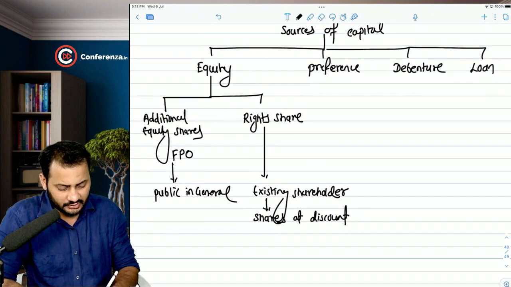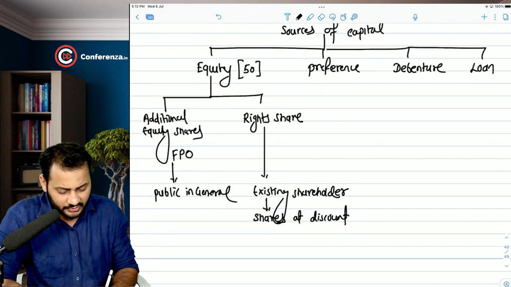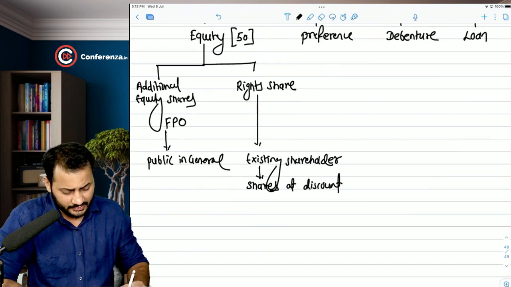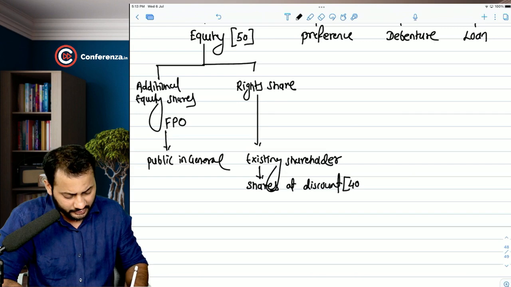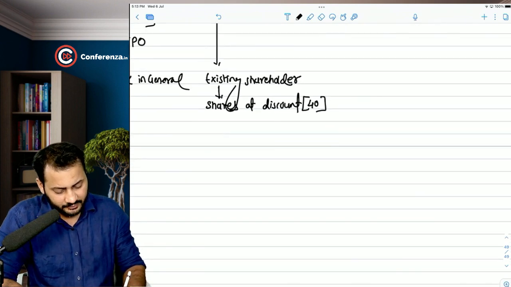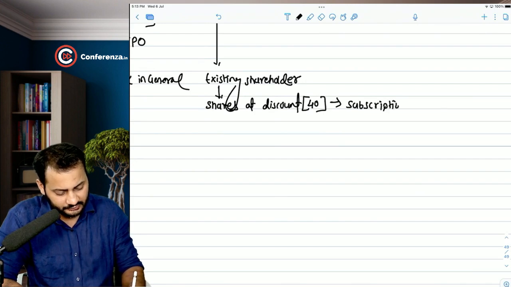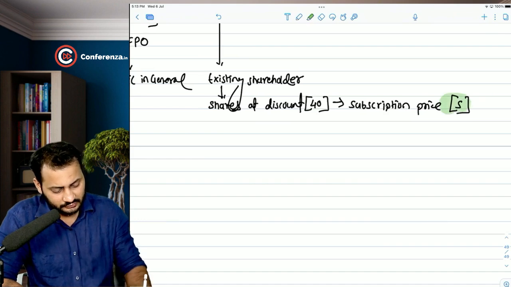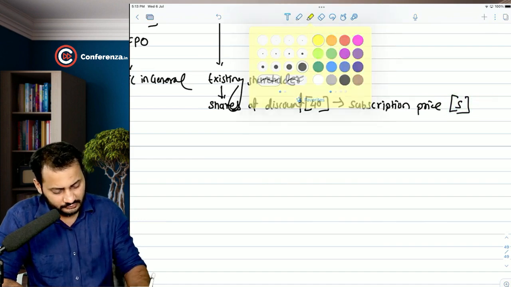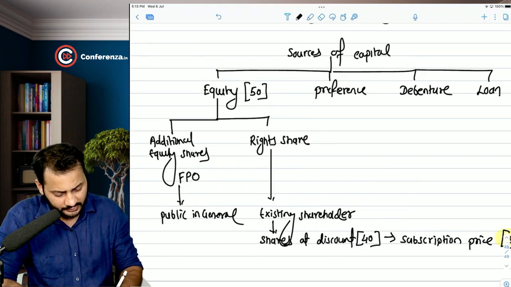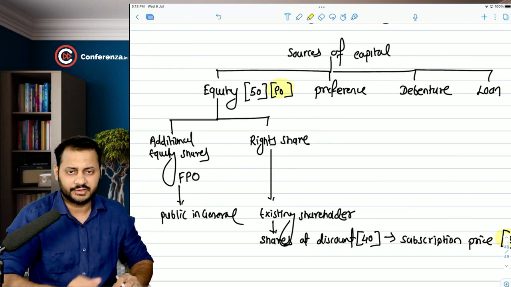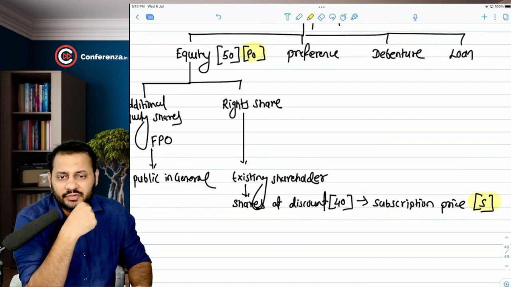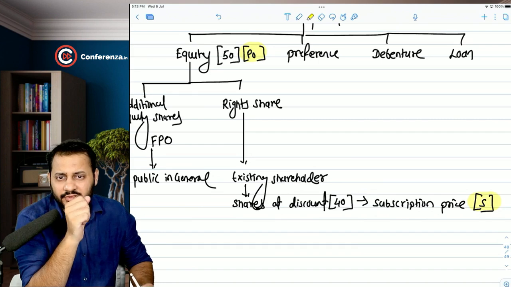So let's say, for example, the market price of equity shares of the company is right now 50 and the company is offering it at 40 rupees only. This is called the subscription price. We will call it S. And we will call the current price of the equity share P0. Do you understand the difference between the subscription price and the price of the equity share?